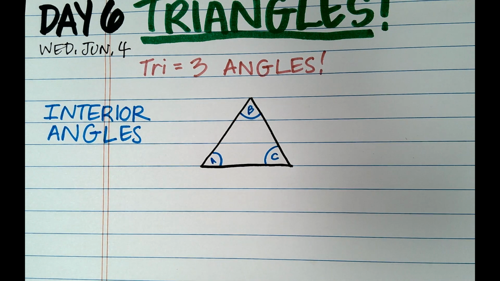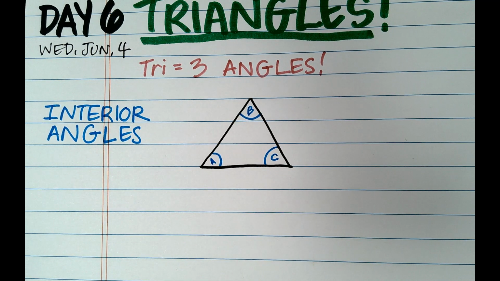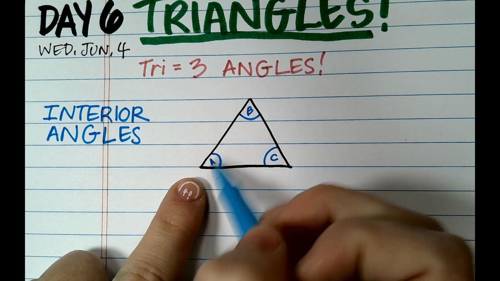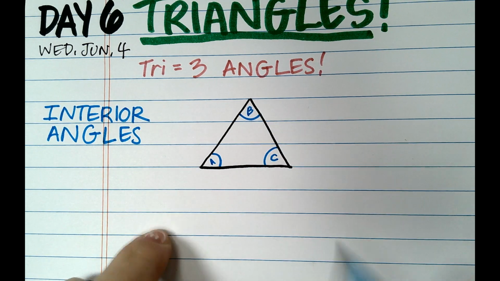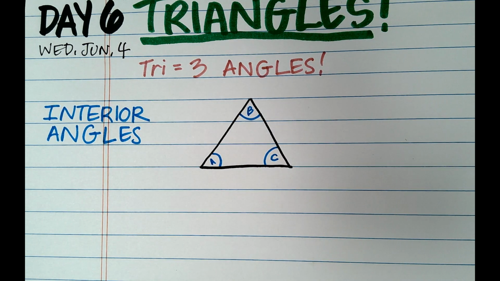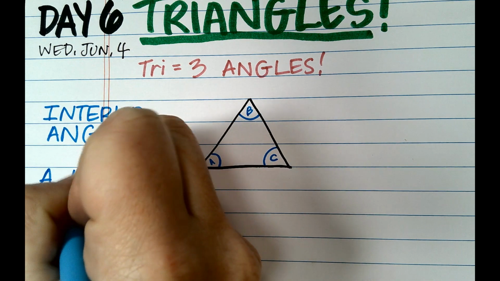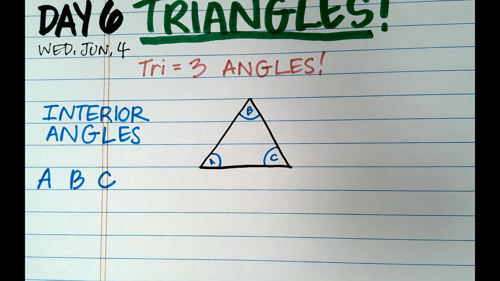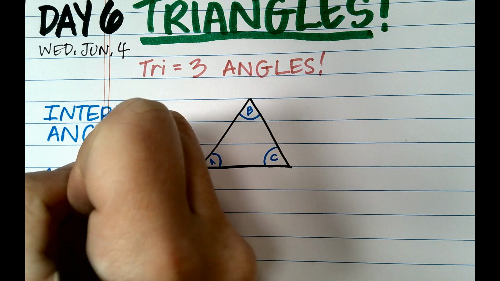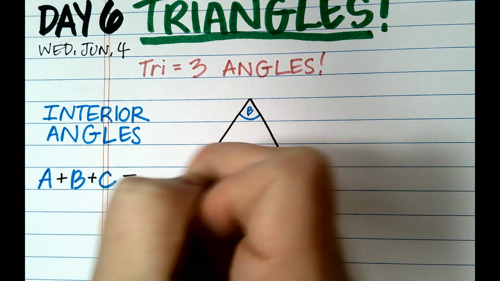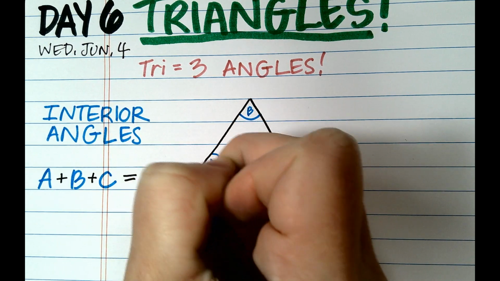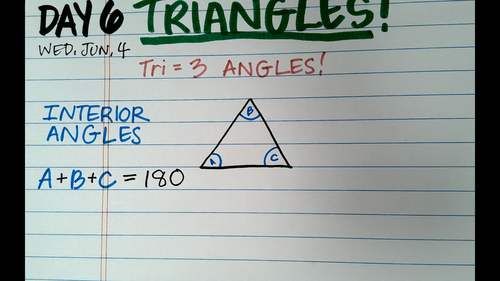And what we learned through that little demonstration when we cut the angles off the triangle and put them together is that no matter what, your interior angles, all 3 of them, add up to 180 degrees. They make that straight line. So I'm going to write below interior angles A, B, C, and I'm going to put a plus sign in between them. A plus B plus C equals 180. And this is sort of the formula we're going to follow for nearly every problem.